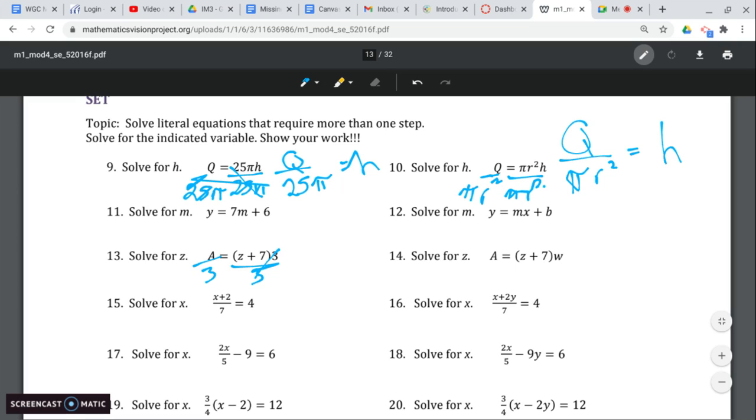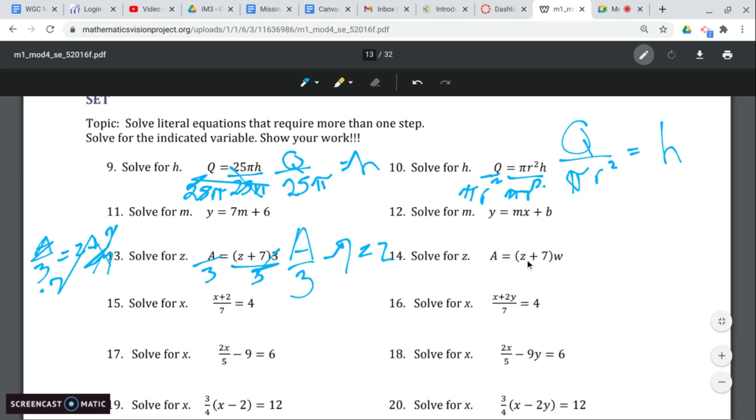Now we need to get rid of the 7. So I'm going to write this off to the side over here. a over 3 equals z plus 7. So we subtract to get rid of the 7. We're going to end up with a over 3 minus 7 equals z. Do not put the a minus 7 all over 3. The only thing that's being divided by 3 is the a, not the 7. So be very careful with that, okay?